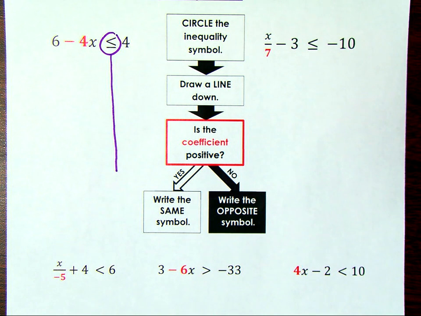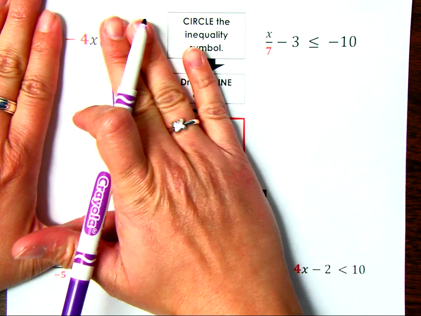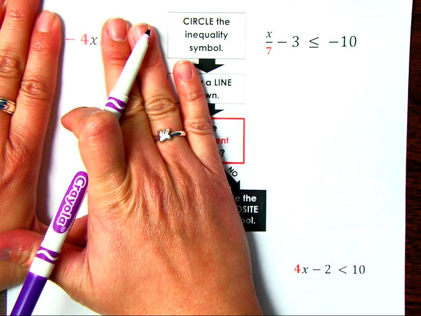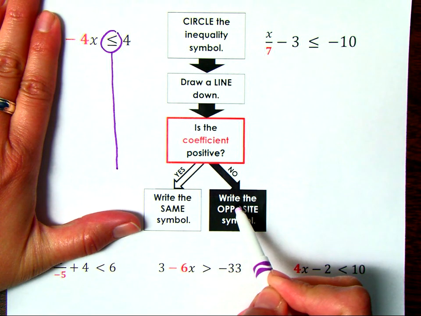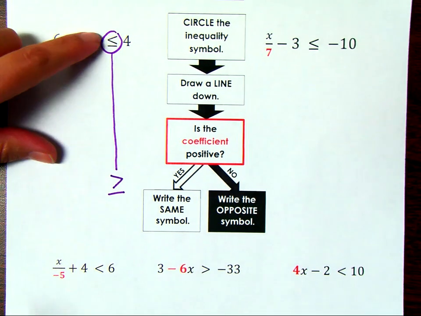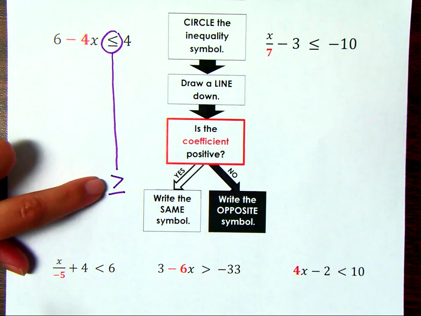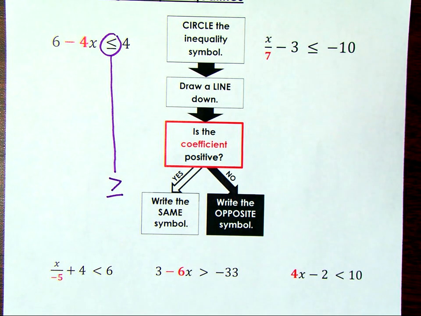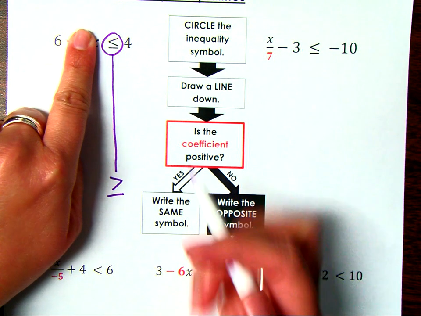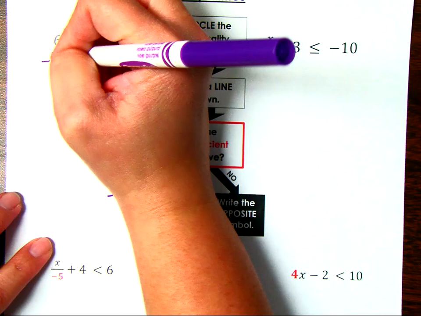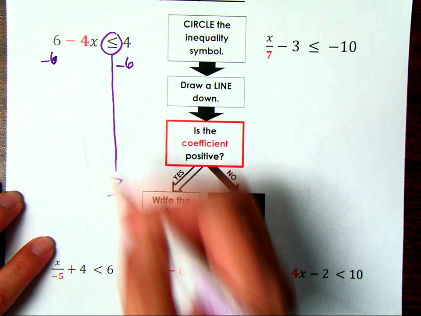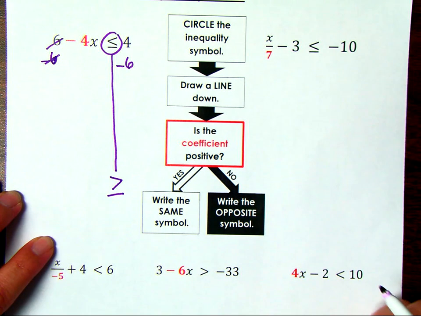It's not positive. Okay, so let's look. My variable is x. The coefficient is negative 4. So because it's negative, I'm going to reverse my sign. So the opposite of less than or equal to is greater than or equal to. Then we just solve like normal. So we want to get rid of that constant, which is positive 6. So I say minus 6. And what I do to one side, I do to the other. So you're subtracting 6 or adding 6 negatives to both sides.